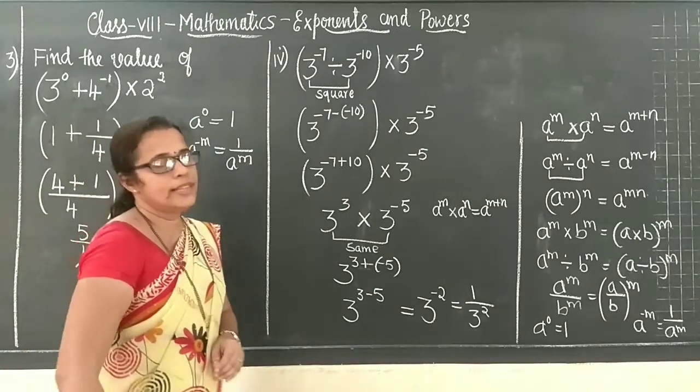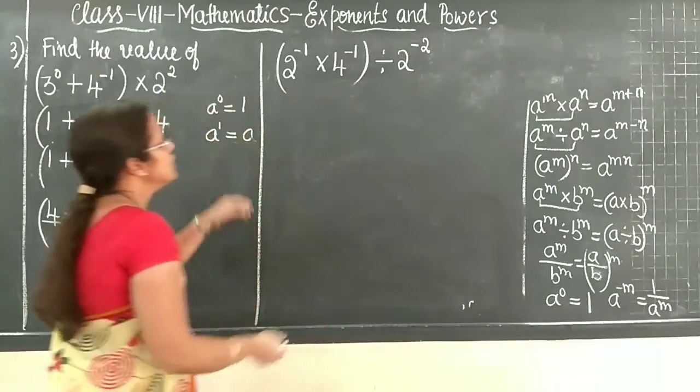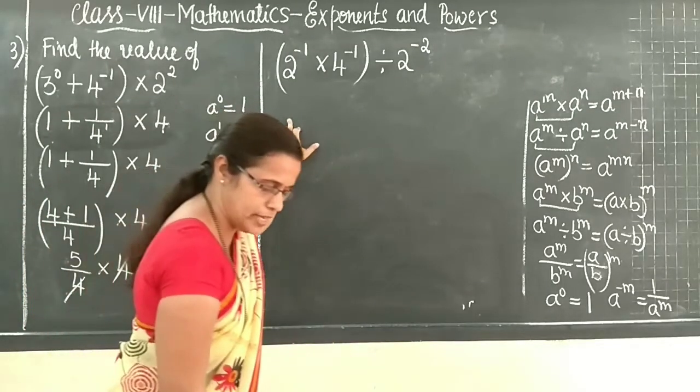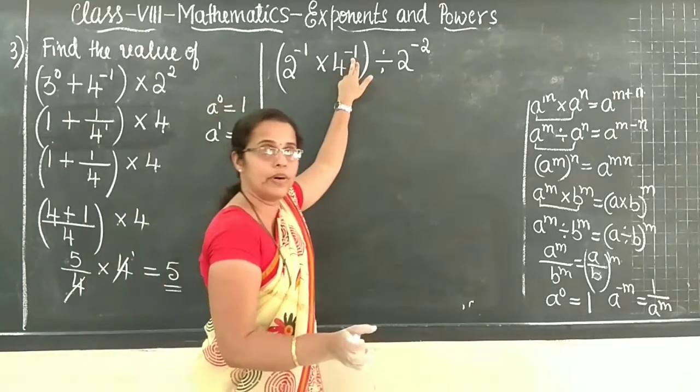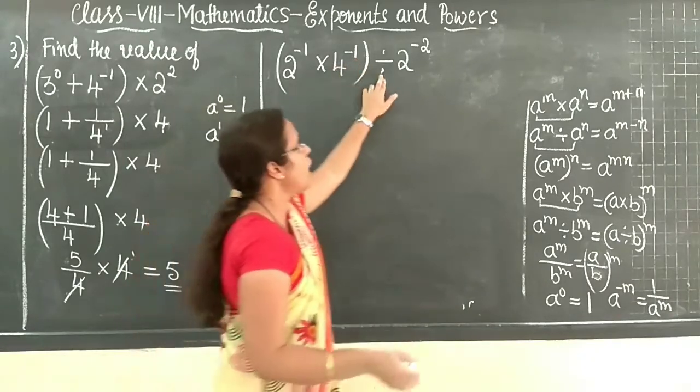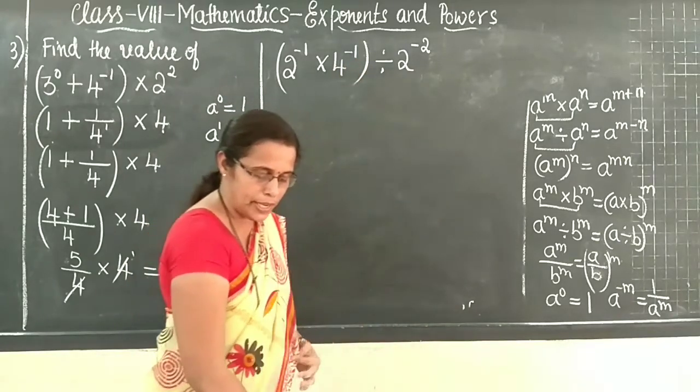Now let us do the next problem. So see here. 2 to the power minus 1 into 4 to the power minus 1 divided by 2 to the power minus 2.